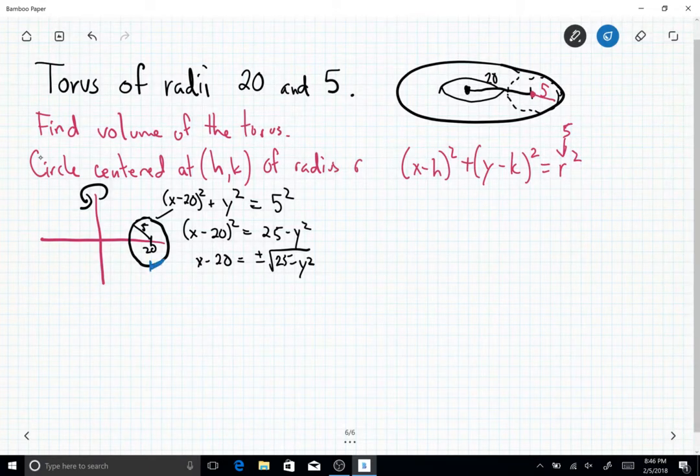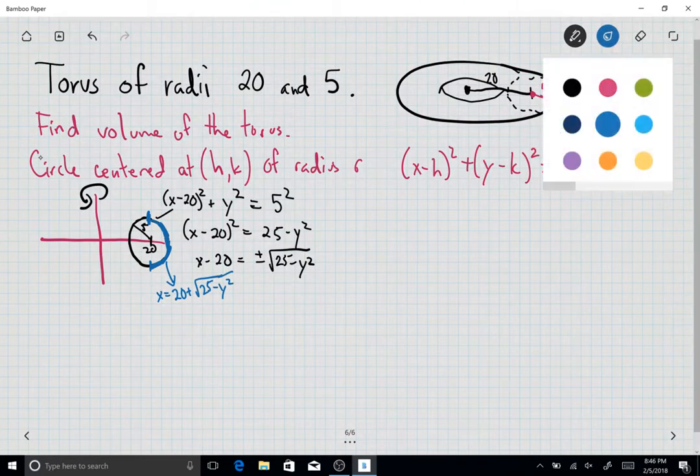The positive part, remember, this is essentially going right half and left half. This is x equals, notice we'll have to add 20 to the other side to finish it off, so you get 20 plus the square root of 25 minus y squared. That's all that is. On the other side, I'll do this in pink.